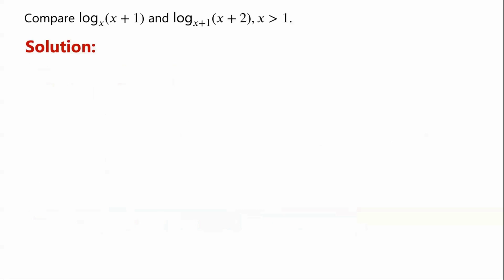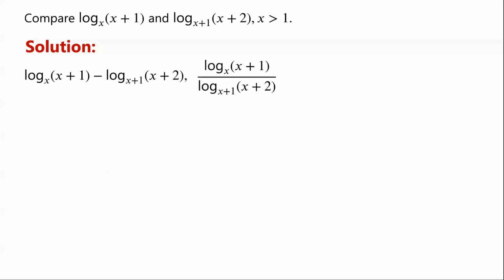To compare two algebraic expressions, usually we can evaluate their difference or their ratio, to see whether the difference is greater than 0 or is less than 0, or to see whether the ratio is greater than 1 or is less than 1. We can't compare the logarithms if their bases and arguments both are different. We need to convert them into logarithms with the same bases or the same arguments.